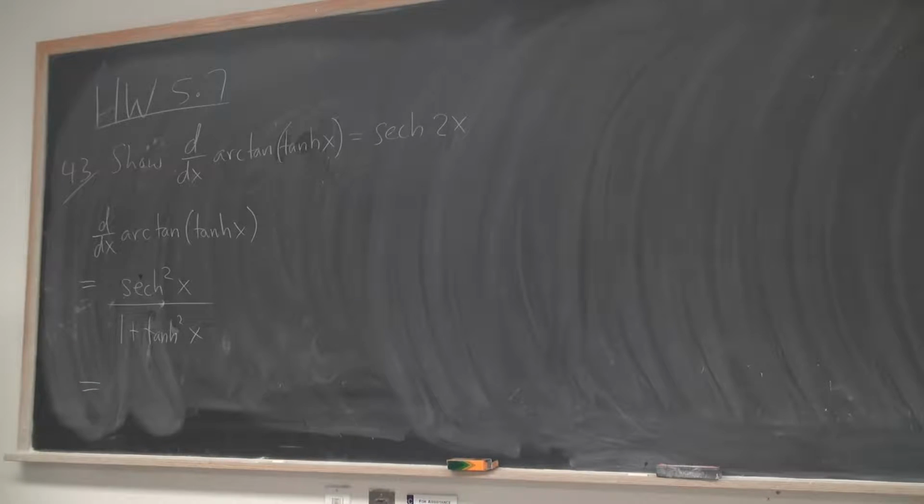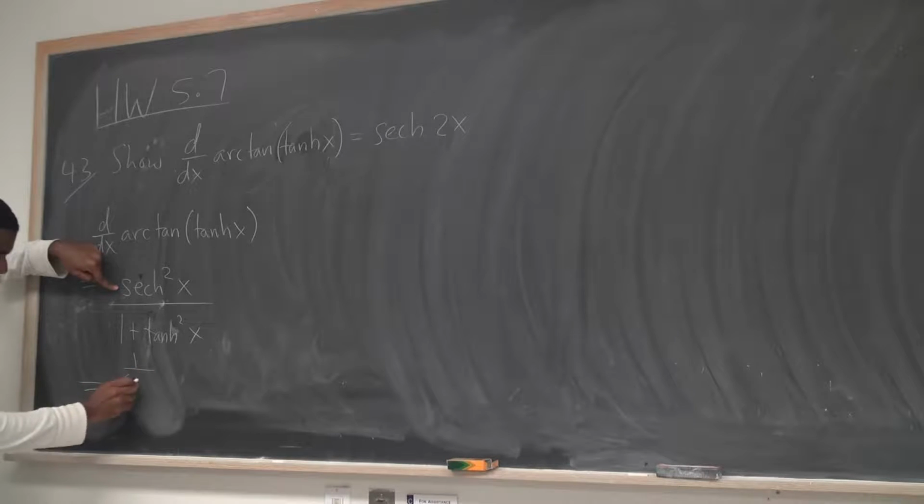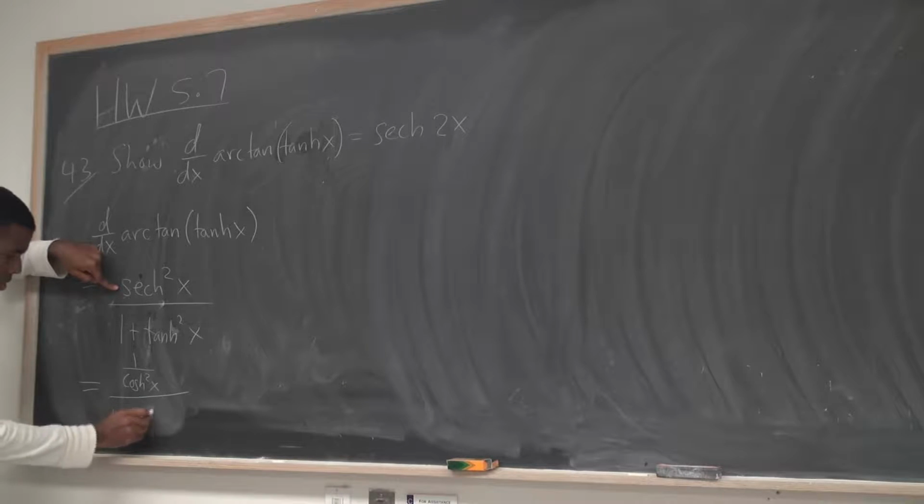Ideas? Rewrite it in terms of sinh and cosh. Right, one of the easiest ways is to rewrite in terms of sinh and cosh, because those identities are easy to work with. So hyperbolic secant squared is 1 over cosh squared x, and the bottom is 1 plus sinh squared x over cosh squared x.